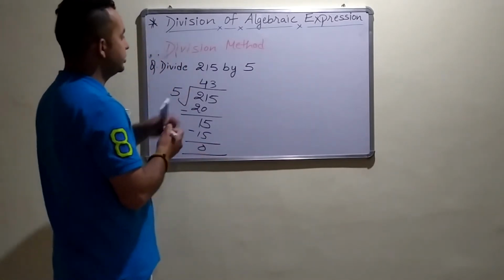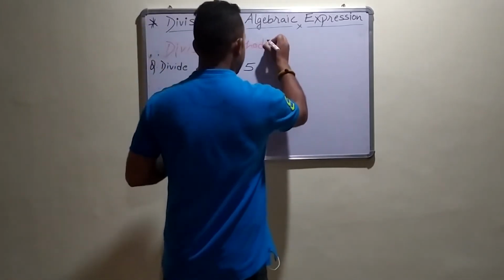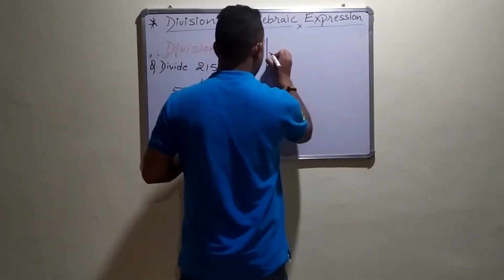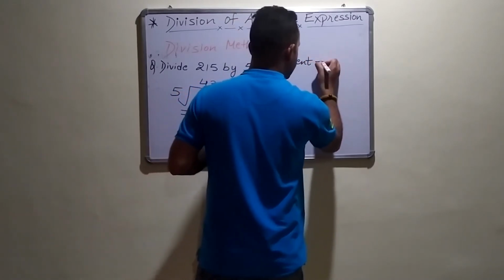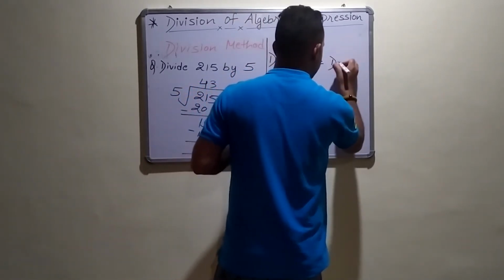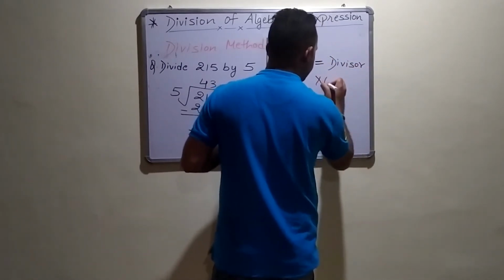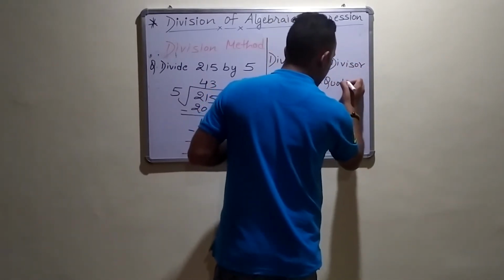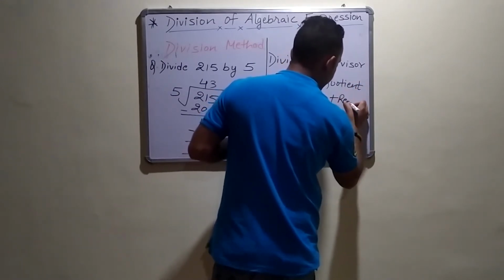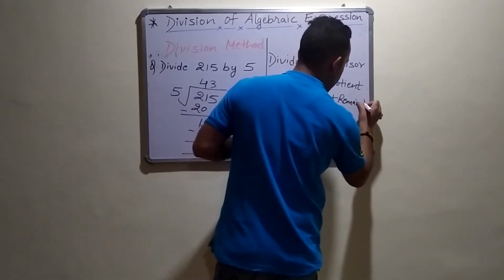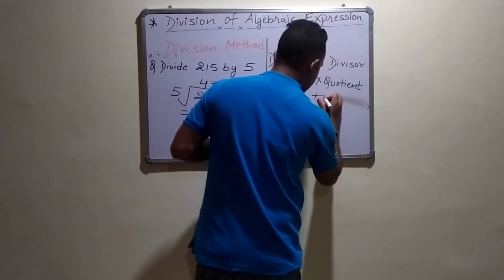Okay class, for division method you have a formula, and your formula is dividend is equals to the divisor into quotient plus remainder.